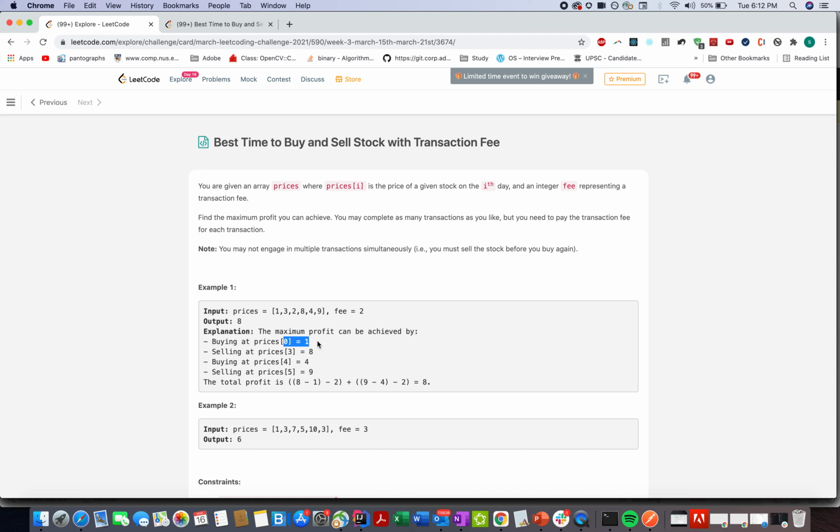So you buy on the first day and you sell at the third index, that is the fourth day. The profit becomes 8 minus 1 minus 2, because you have to pay a transaction fee while selling. So that becomes 5. And then you are buying again at 4 and selling at the price 9. 9 minus 4 minus 2 becomes 3. So 3 plus 5 is 8. This is how we get 8.